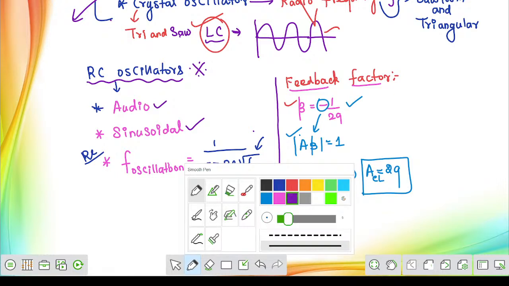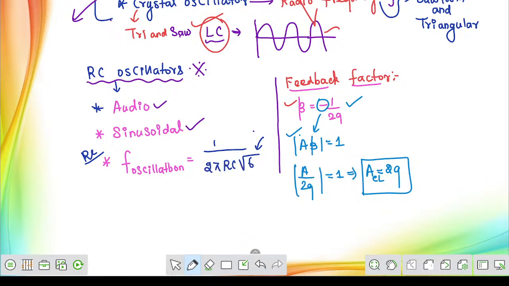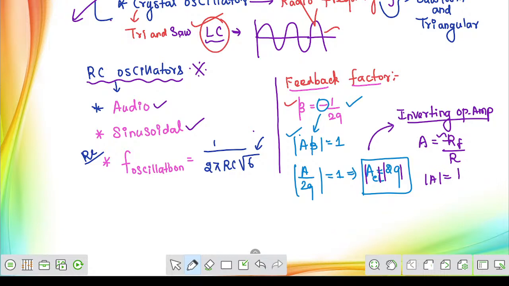If the gain of the operational amplifier is 29, for example, suppose they are implementing this concept with the help of a non-inverting operational amplifier, or let us say an inverting operational amplifier. They did this application with the help of an inverting op-amp. What we know is, in case of an inverting operational amplifier, the gain is defined as feedback resistor RF divided by input resistance R. Since we are considering only magnitude, don't consider the sign. So mod A equals feedback resistor divided by input resistance R.